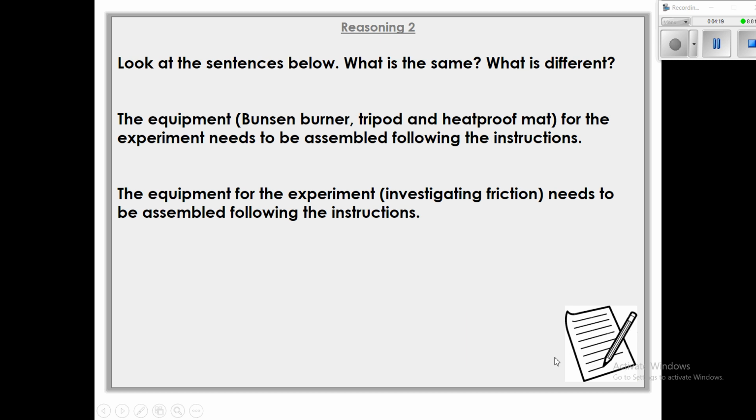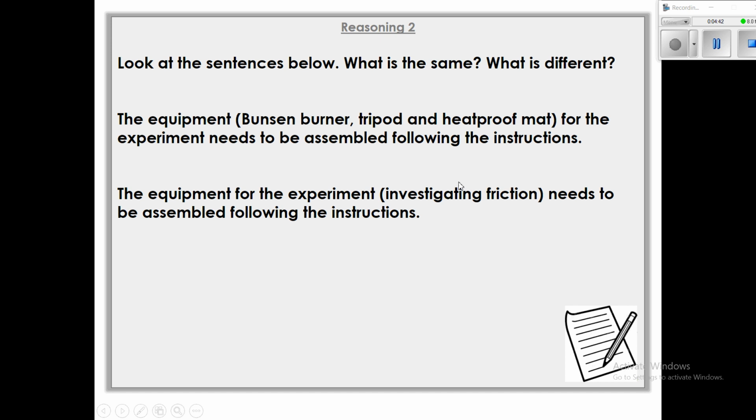So I'd like to do some writing now for this bit. So look at the sentences below, and I want you to tell me what is the same about the 2 sentences and what is different about the 2 sentences. So we'll read the first one. So the equipment, Bunsen burner, tripod, heat-proof mat, for the experiment needs to be assembled following the instructions. Okay, and the second one says the equipment for the experiment, investigating friction, needs to be assembled following the instructions.